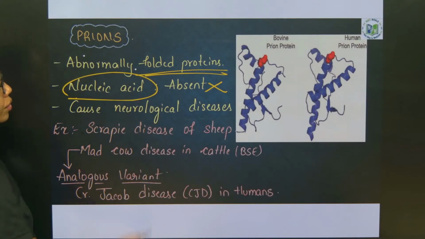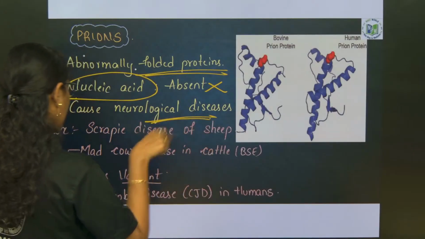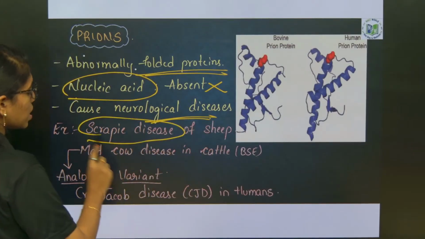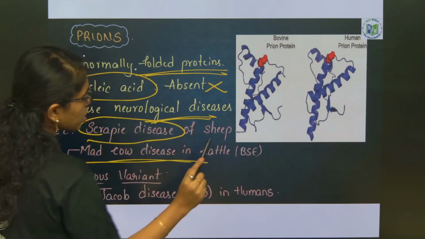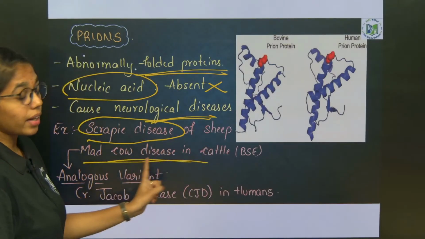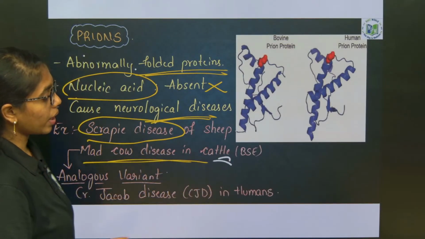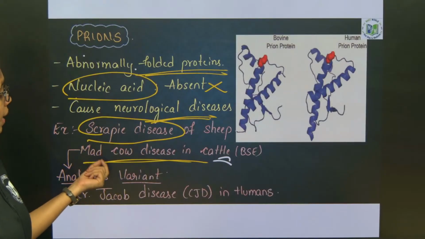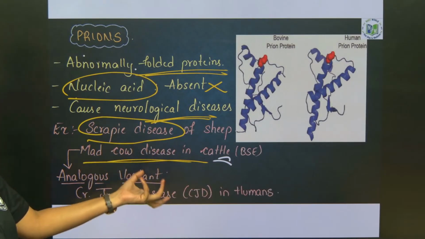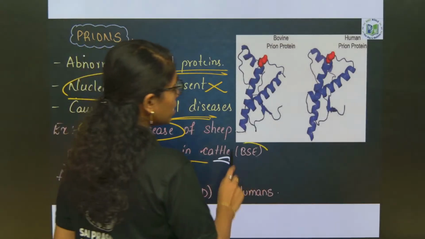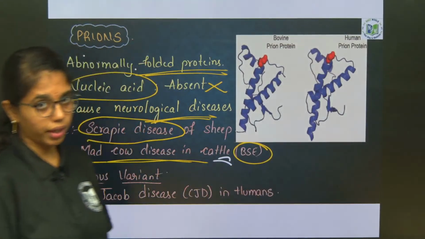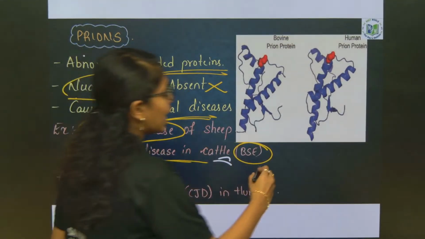They cause neurological disorders. Examples include scrapie disease in sheep, and mad cow disease in cattle. Okay. So, there is one more name for this mad cow disease in cattle. It is bovine spongiform encephalopathy. Okay. Bovine spongiform encephalopathy.